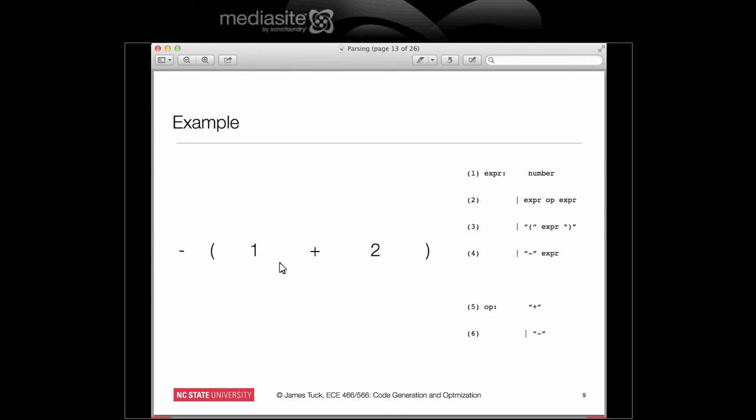Okay, so the first thing we should do just for ourselves is tokenize the input, because we don't care if the numbers are 1 and 2 or 199 or 5,361 or something else. They're numbers. So when we tokenize it, we can just look at it like this: minus, open paren, number, plus, number, close paren. Those are the tokens. And we want to know if these tokens fall into a pattern that this grammar can understand.